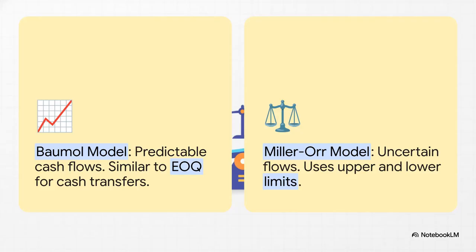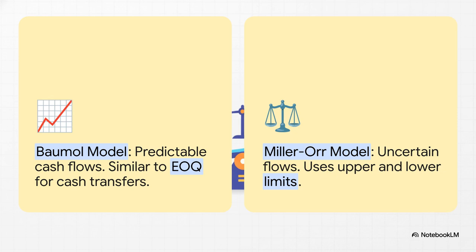So, how much cash should you actually hold? Let's check out two famous models. The Baumol model is interesting because it treats cash almost exactly like inventory. It assumes your cash flow is highly predictable, and it uses a formula that's almost identical to EOQ to calculate the absolute optimal amount of cash to transfer from your interest-bearing investments right into your checking account.